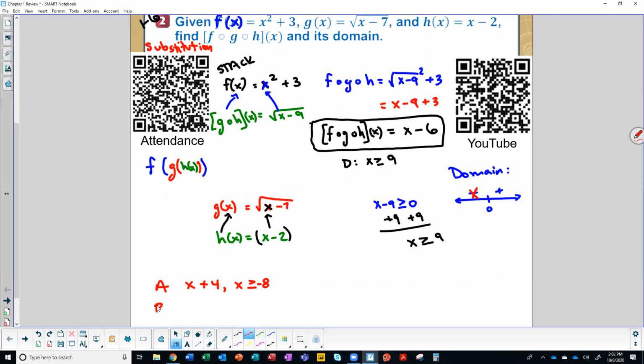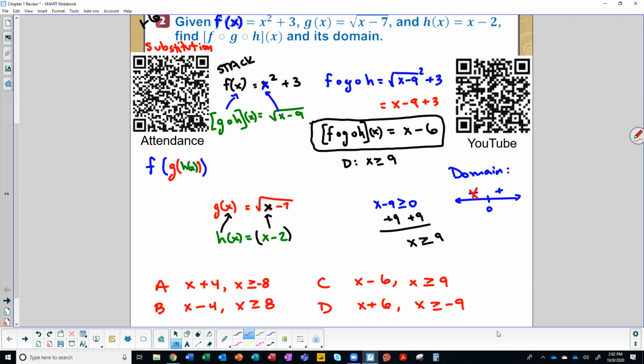Let's say answer choice B is x minus 4, and your domain is that x has got to be greater than or equal to positive 8. Answer choice C is x minus 6 with a domain of x greater than or equal to 9, or the equation is x plus 6, with x greater than or equal to negative 9. Let's say these are our 4 options.